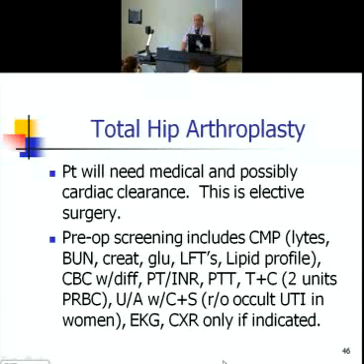Why do we get a culture and sensitivity? Because sometimes old people, particularly old ladies, can have an asymptomatic urinary tract infection. What's one of the most common symptoms of a urinary tract infection? It's urinary frequency. Lots of times old ladies live with urinary frequency. So when they get it from a urinary tract infection, they don't know they have an infection.